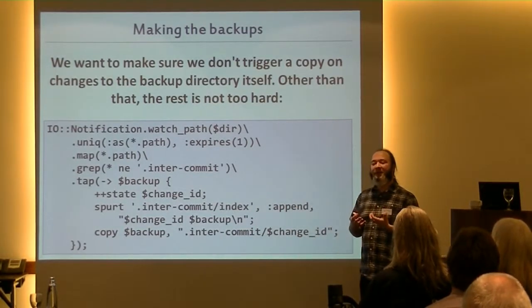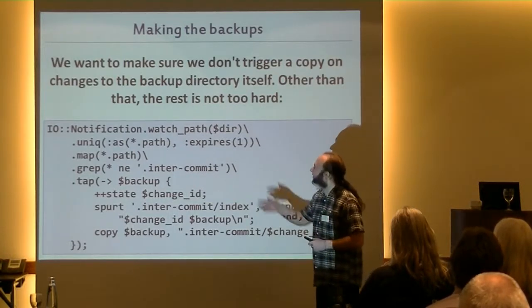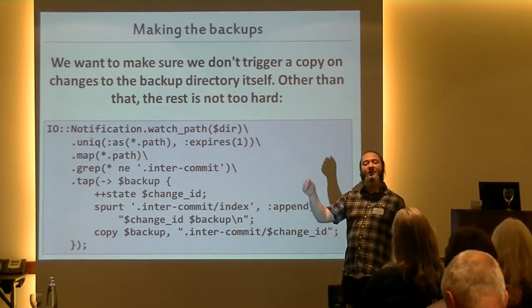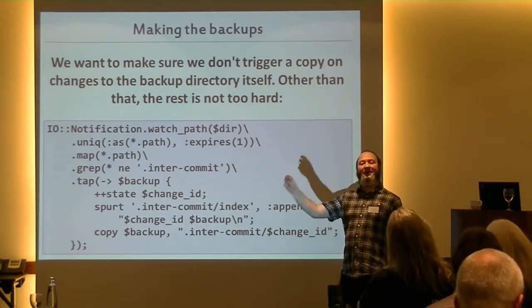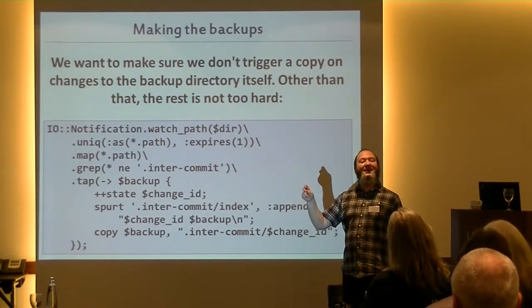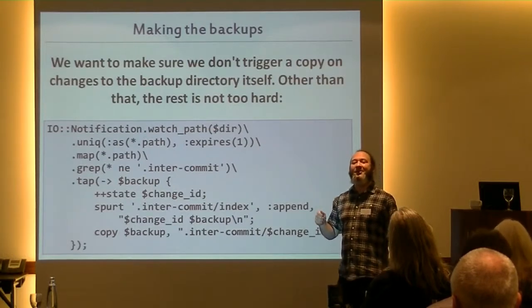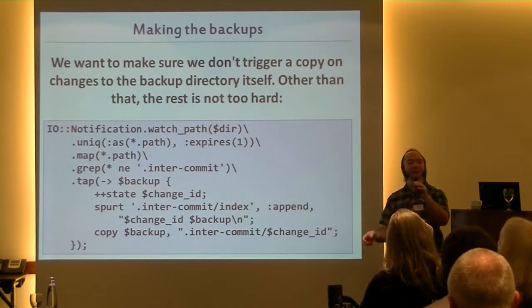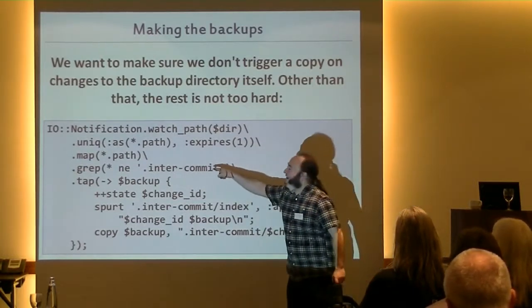When I first built this, something really funny happened. I found that when I backed up, I made a change to the backup directory, and it said, "Oh, you just made a backup, and you changed the file. You better back that up." So it backed up the backup, and then it said, "Oh, you backed up the backup, so you better back up the backup of the backup." And yeah, it made a lot of files very, very quickly. So we'll filter that out with grep.